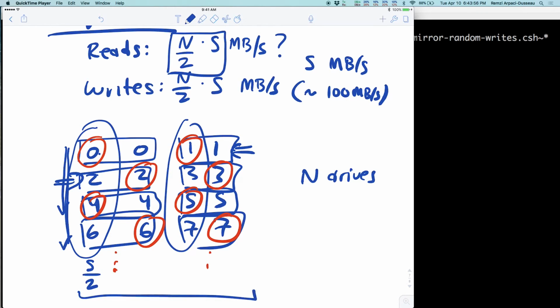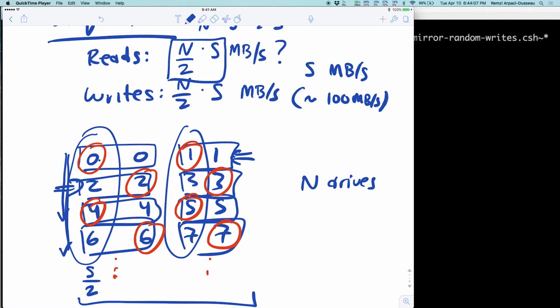And if we think about how many drives we have, n drives, it's really n times s over 2 is a way to think of it. Now, you can do a little better than this if you're clever. What could you do? Yeah.